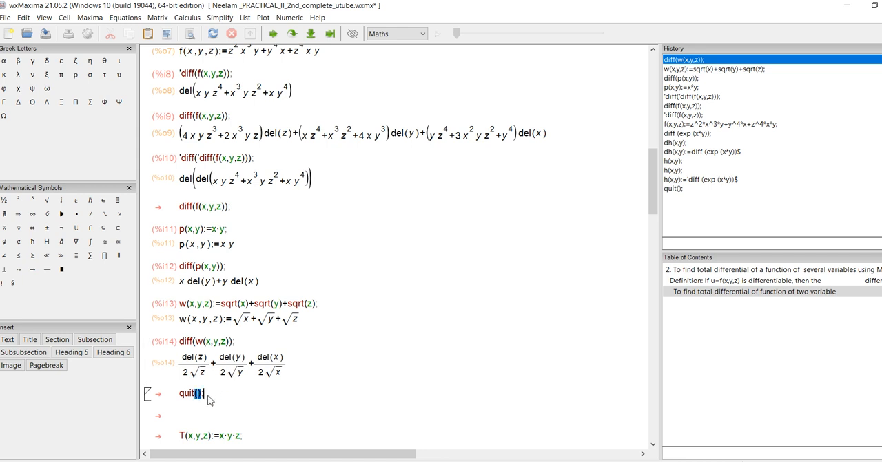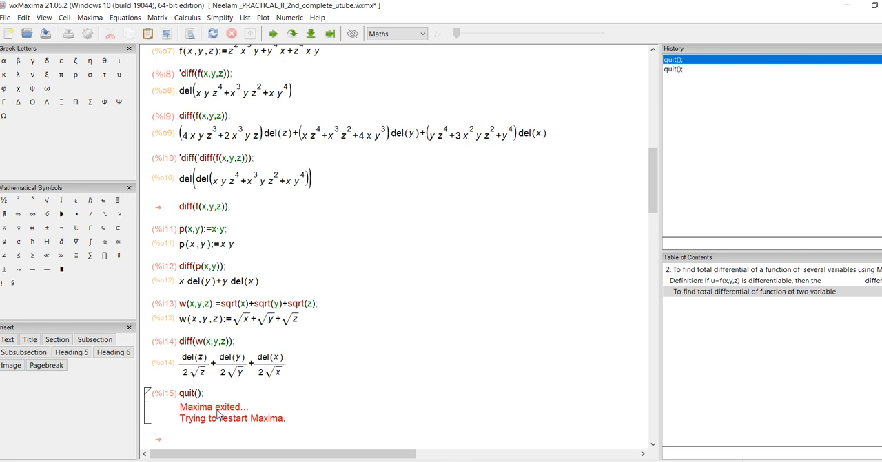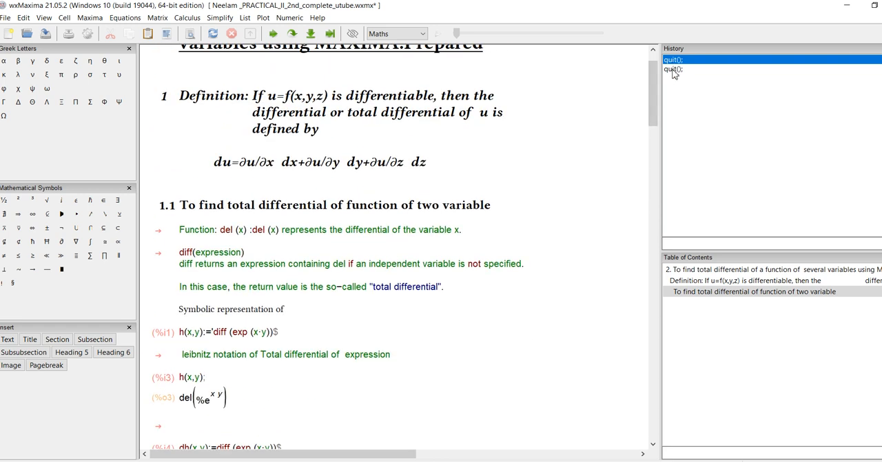Okay. Now you can write the quit command here. So shift enter, quit. Maxima exited, trying to restart from here. So what has changed here for you? Your history is removed here and this is your complete program.